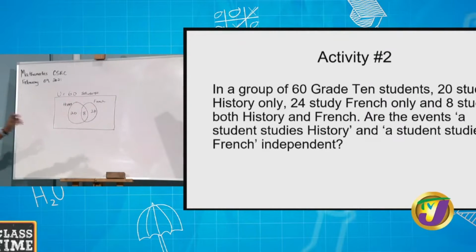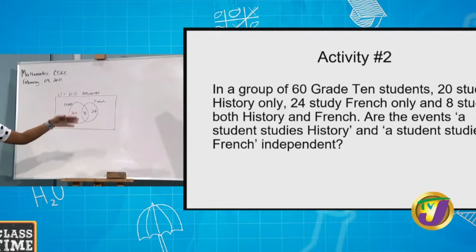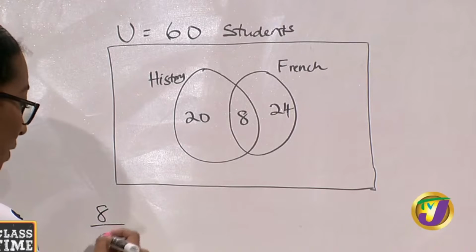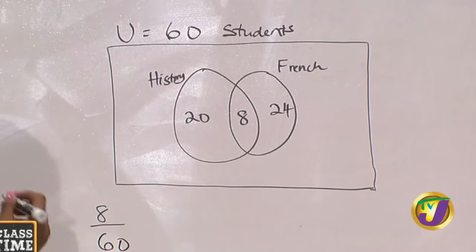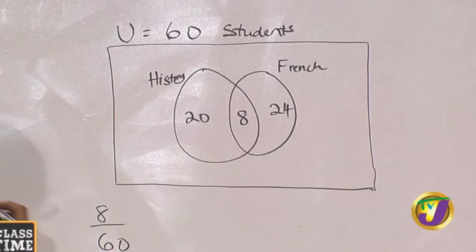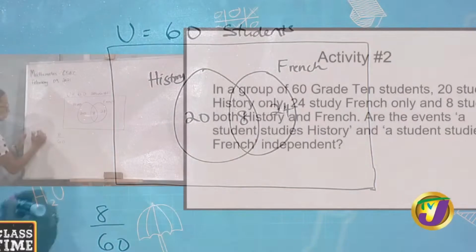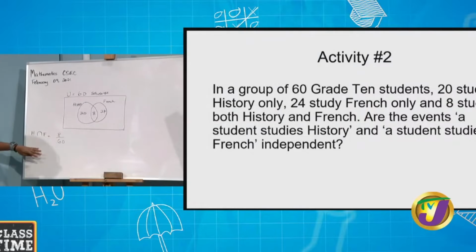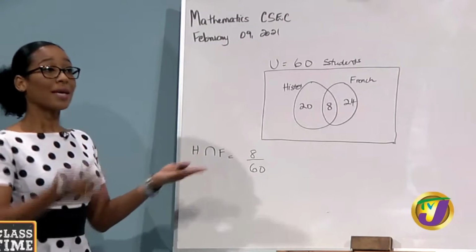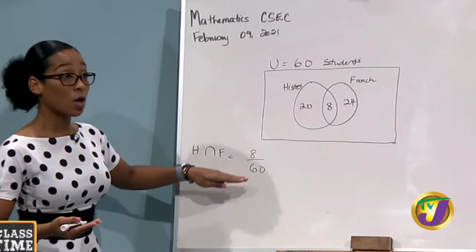Good. So here we know that the probability of a student studying history and French is 8 out of our 60 students. This probability would be the same as representing it as H intersect F. I'm using H for history and F for French. I'm sure we remember this from sets. So history intersect French is 8 out of 60 students, which is the same as saying the students who study history and French is 8 out of 60.